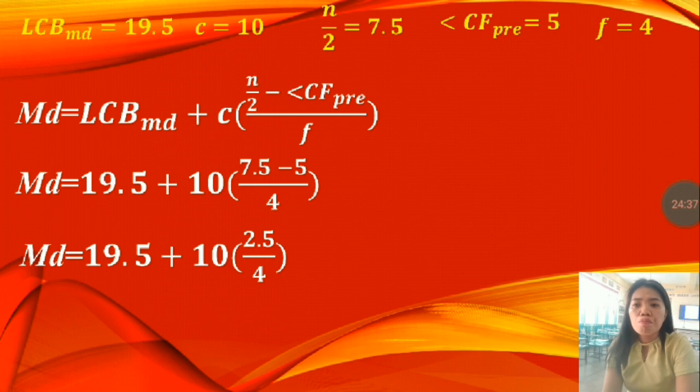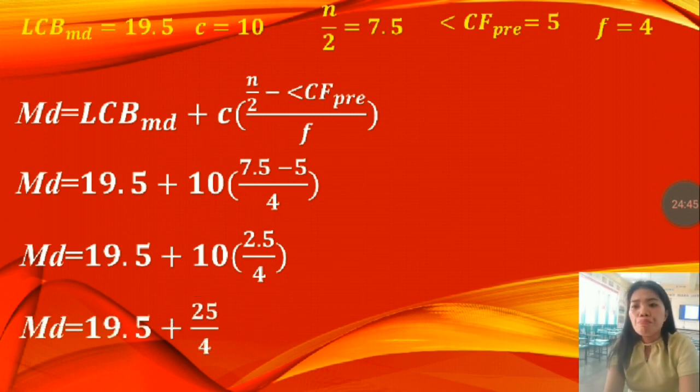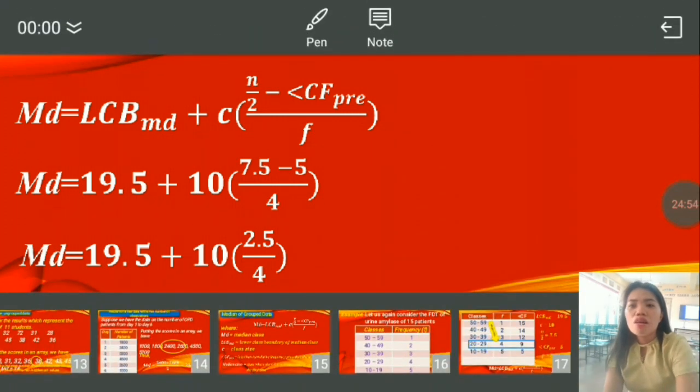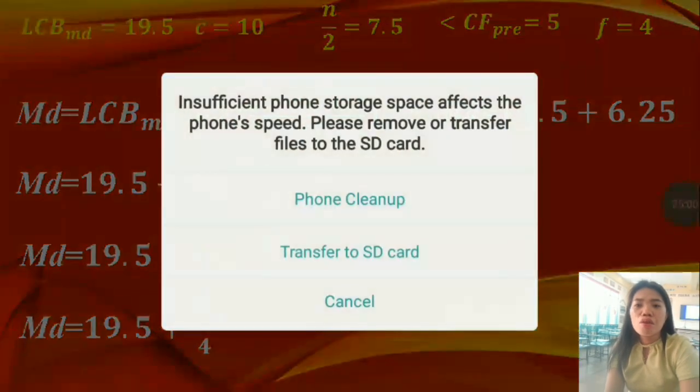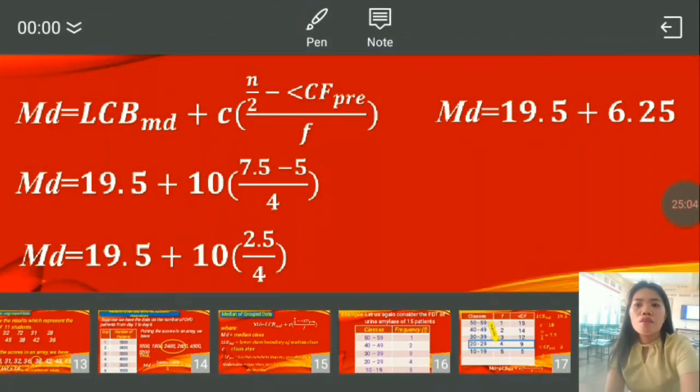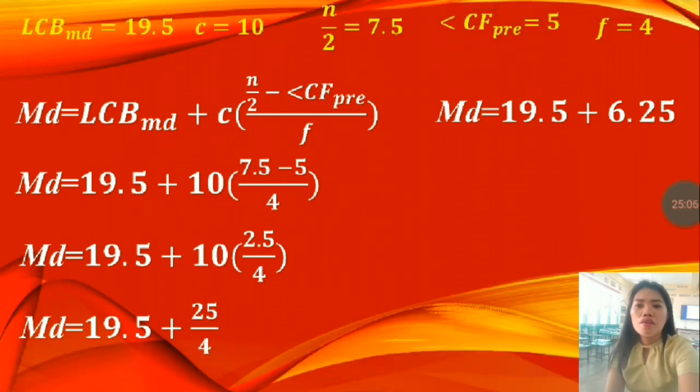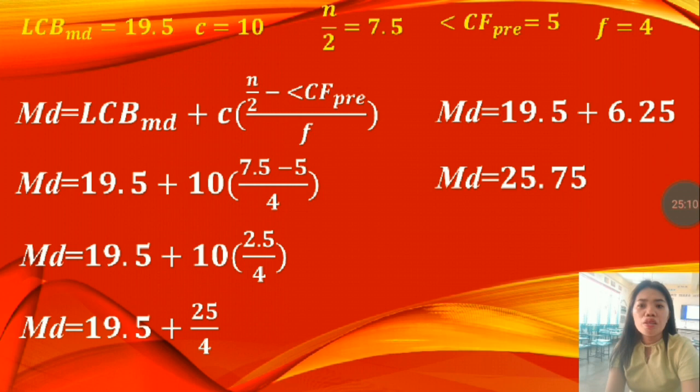You have 19.5 plus 10 times the quantity 7.5 minus 5, which gives us 2.5, then divided by 4. So you have 19.5 plus 10 times 2.5, that's 25, divided by 4, and then you have 19.5 plus 6.25. Then our median is 25.75.